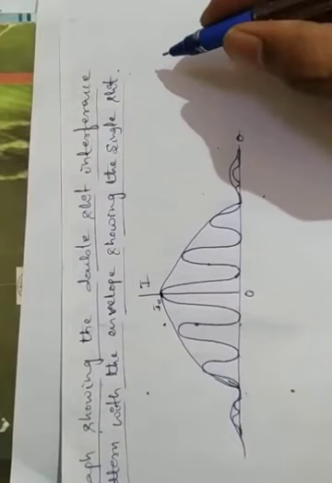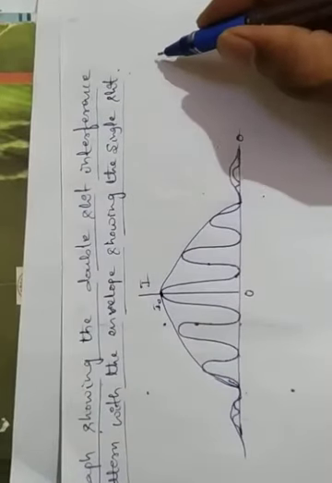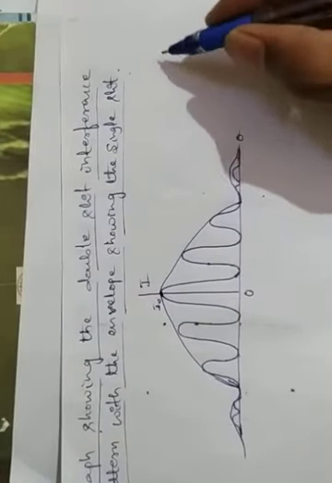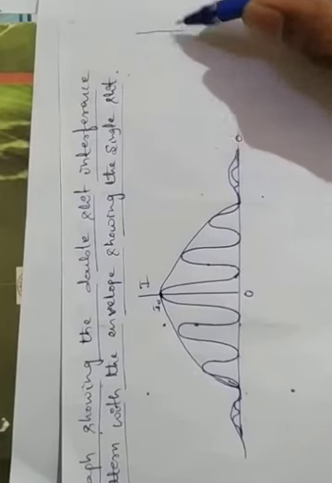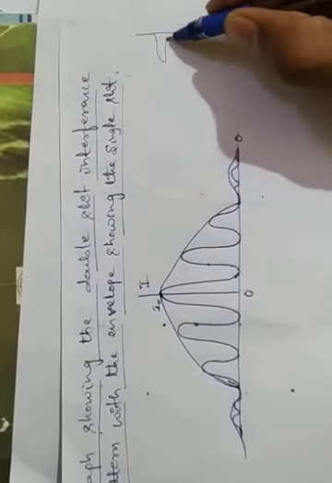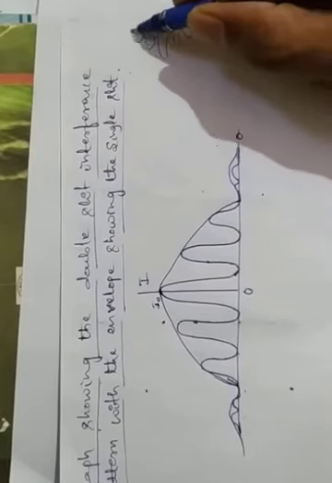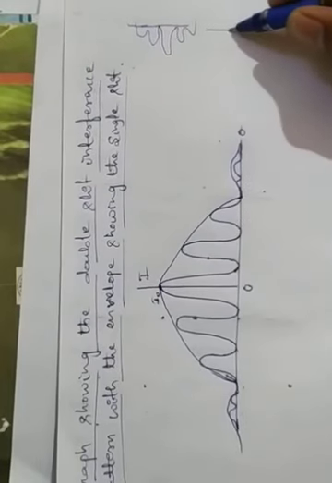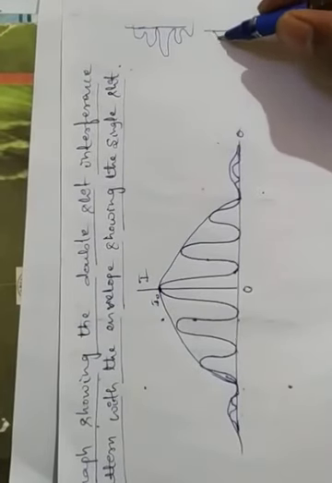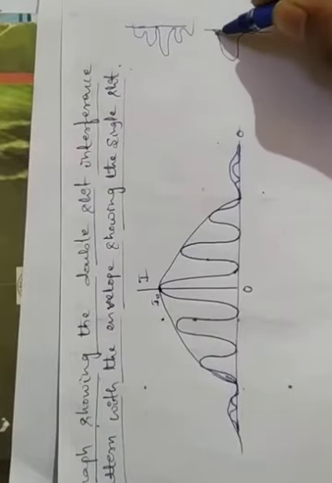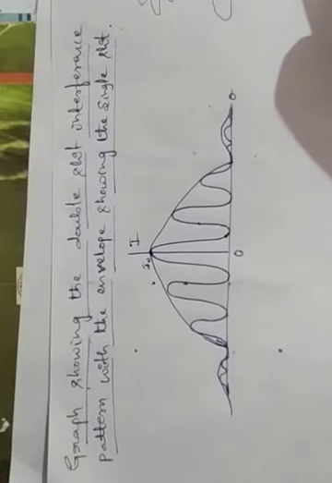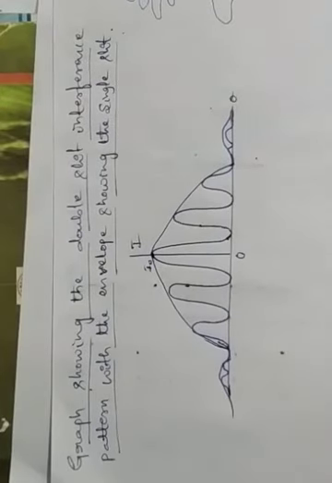So for example, in the case of the double slit experiment we have seen the graph like this: the central maxima, and after that like this. But in the case of diffraction, you have seen the graph like this. We have combined these two and shown graphically the interference pattern and the envelope of the single slit experiment diffraction pattern.